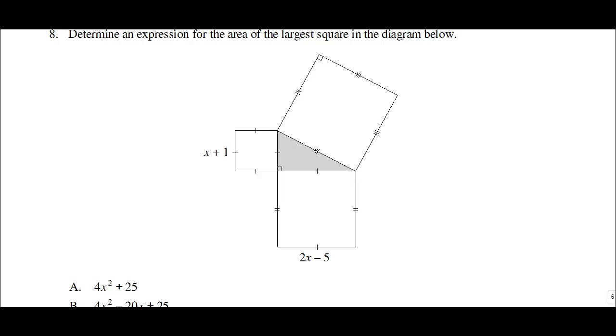Okay, number 8. Determine an expression for the area of the largest square in the diagram below. So the largest square, of course, is this one right here. They want you to somehow figure out the area of it. Well, it seems to me if we can find out what the side length is of it, then we can just take that side length and square it.